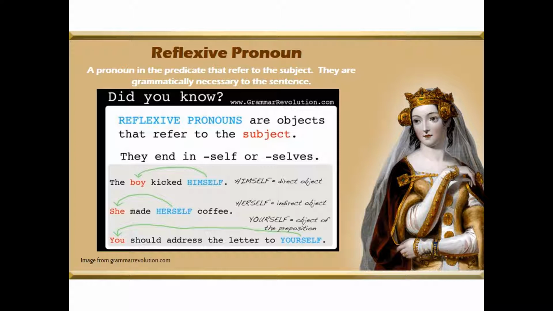Same thing with the second sentence. She made herself coffee. She made coffee. Not the same thing. You should address the letter to yourself. You should address the letter to, and obviously in that case we need the yourself because it's the object of the preposition.